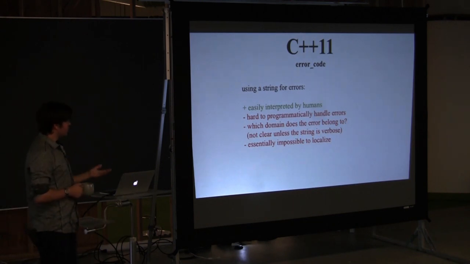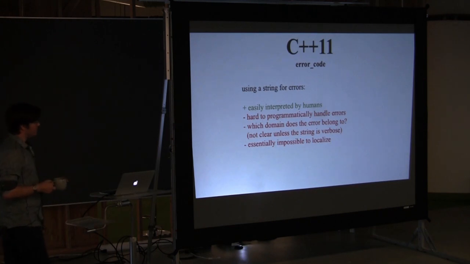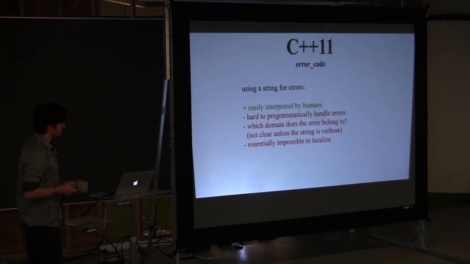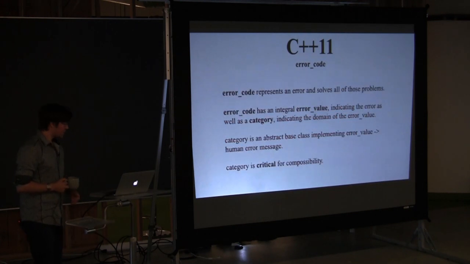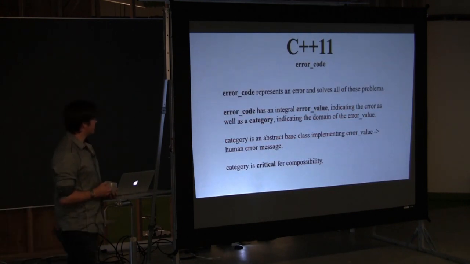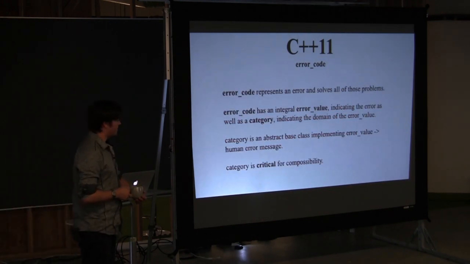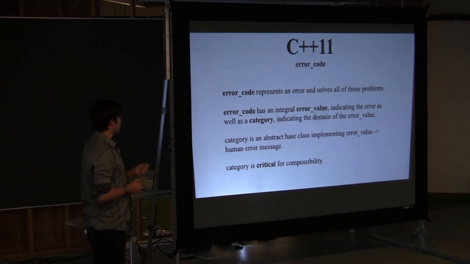You still have the problem of what domain the error belongs to. It might be slightly less of a problem if your error strings are verbose enough. But it's essentially impossible to localize unless you have a generic translator, like you pass it to Google Translate and you get back a translated string. So C++11 introduces this simple but, in my mind, brilliant type called error_code.